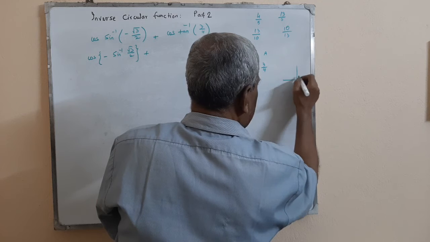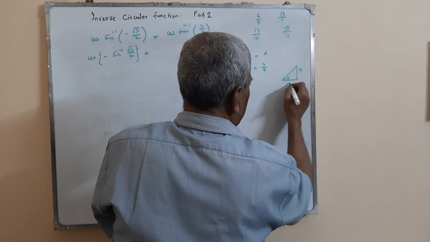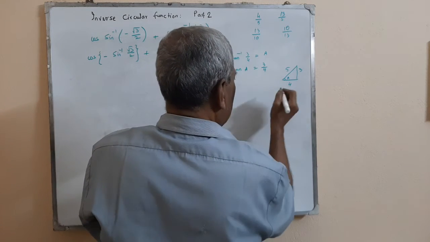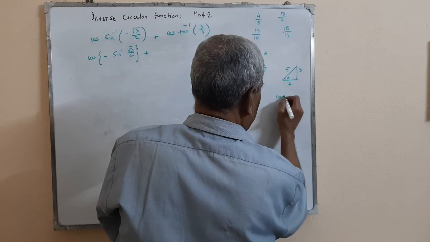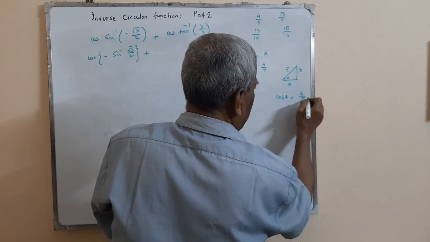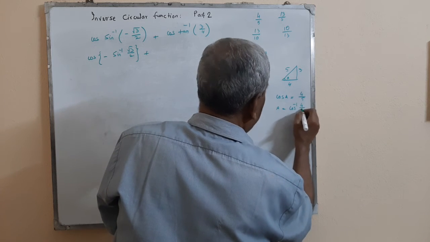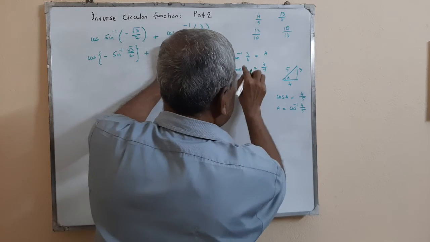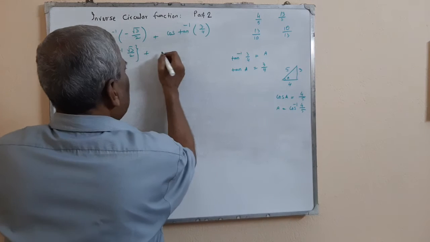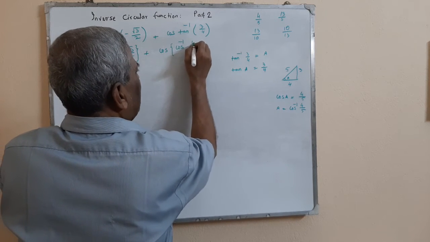In that triangle, with A, the sides are 3 and 4. So by Pythagoras theorem, the hypotenuse is 5. So cos A will be equal to 4 by 5. So A is equal to cos inverse 4 by 5. Now tan inverse 3 by 4 is A, so it is equal to cos of cos inverse 4 by 5.